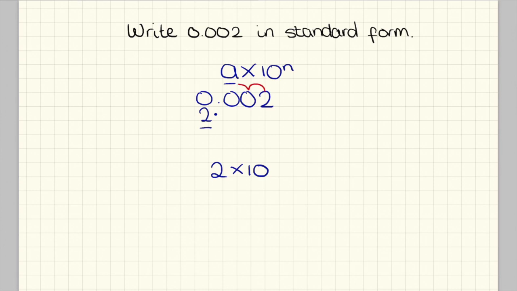Now we've got to find our power of 10. So it's moved 3 spaces, so our power is minus 3. It's minus 3 because it's moved in the opposite direction to what we were moving before. So decimals are given a minus power.